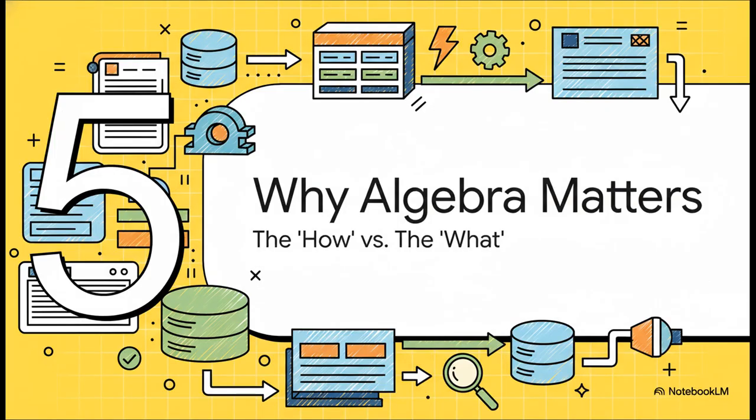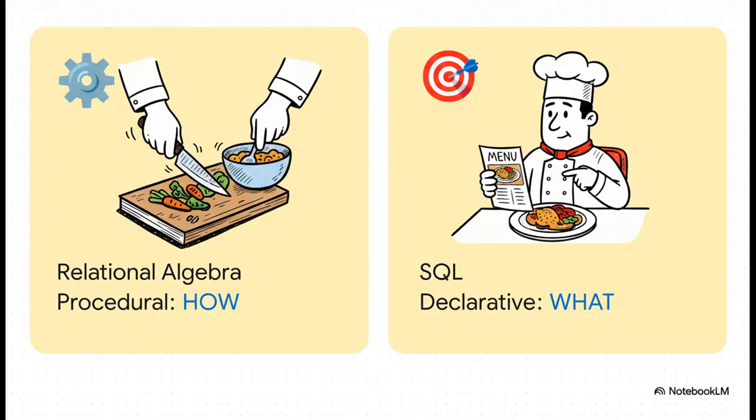Now, I know this might all seem a little academic, but this algebra is the fundamental logic engine that makes the databases we use every single day so incredibly powerful and fast. And there's a really key distinction here that we need to understand. You see, on one side, we have relational algebra. It's procedural. It's a step-by-step recipe that tells the database exactly how to get the answer.